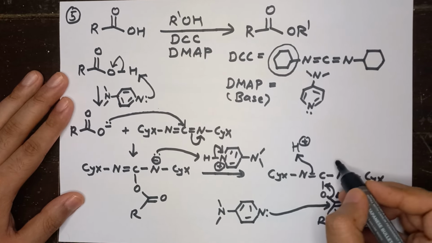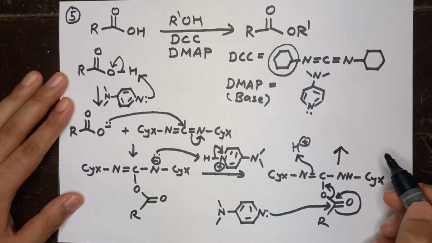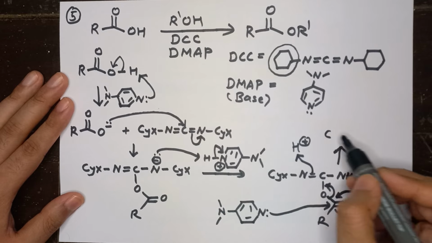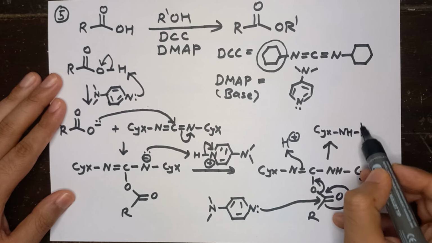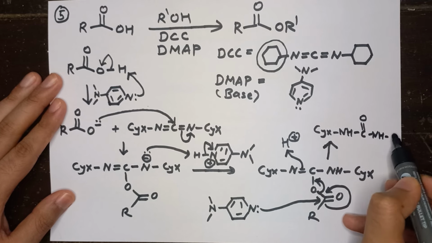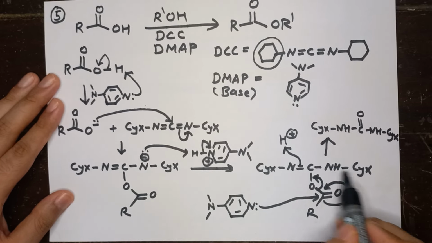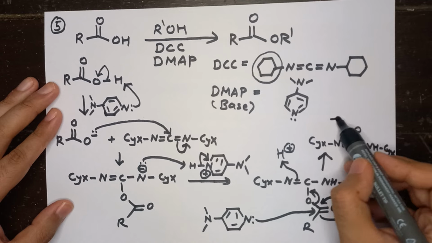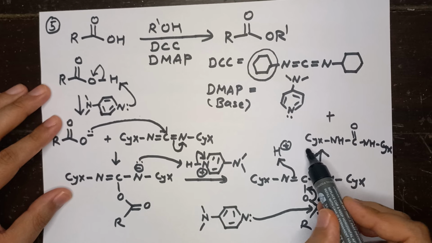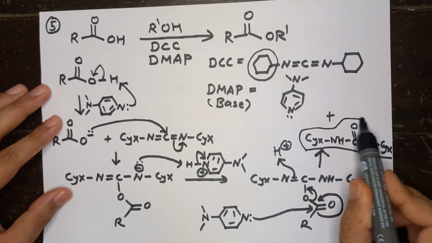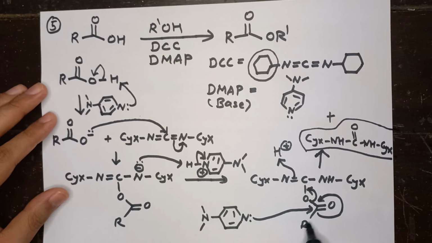So what is the product we are getting? So here we have cyclohexyl, NH, C double bond O, NH, and cyclohexyl. Cyclohexyl, NH, C double bond O, NH, cyclohexyl. And the other product we are getting is, let me write in a different page. So this is one of the products, and the other product will be this nitrogen bonded with this carbonyl and this R group.